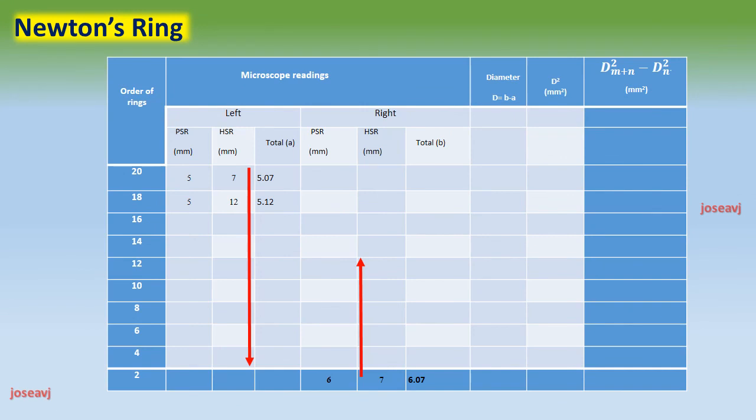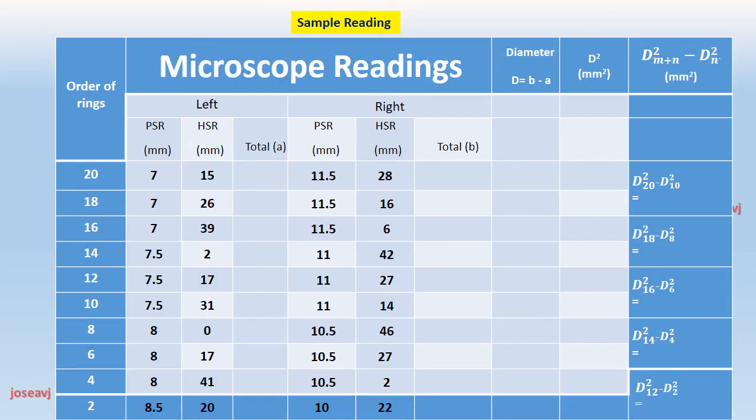When you tabulate the right readings, the first reading should be written down, then the reading corresponding to the 4th, then the reading corresponding to the 6th, and the reading corresponding to the 8th, and so on, as indicated by the red arrow. Sample reading. Now we have the readings of the left side and right side. Calculate the total reading using the formula: total reading is equal to PSR plus HSR into LC. Then find the diameter.